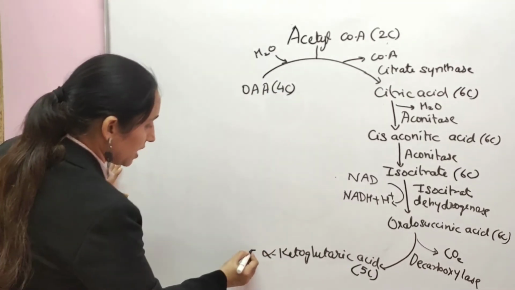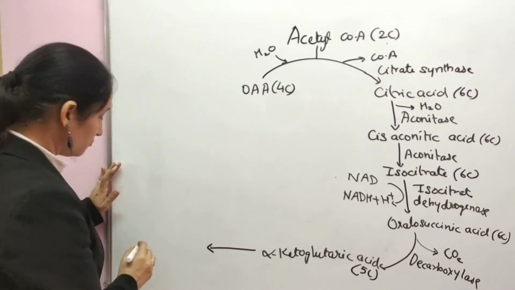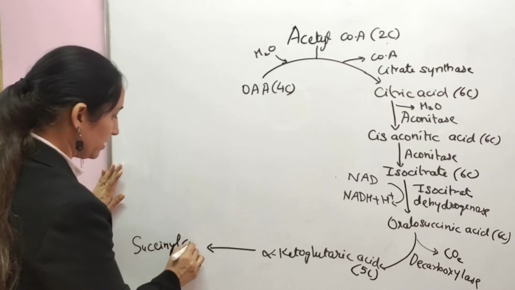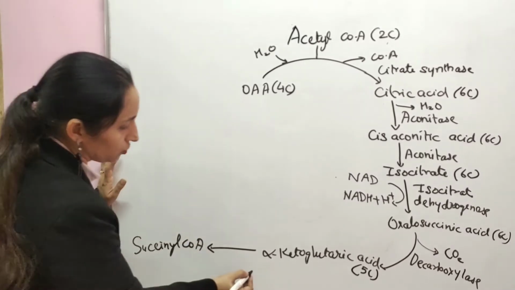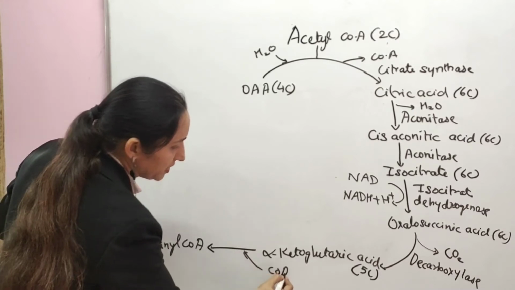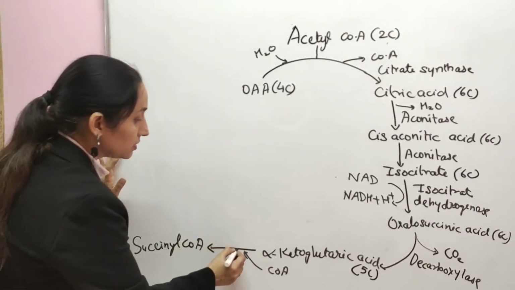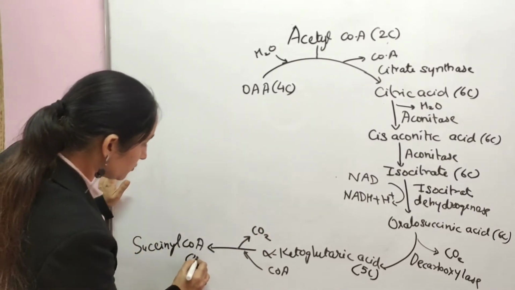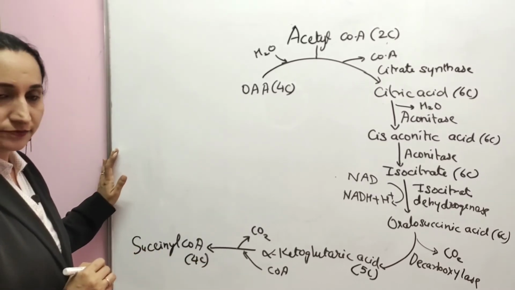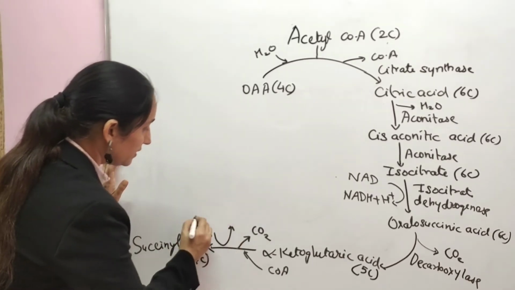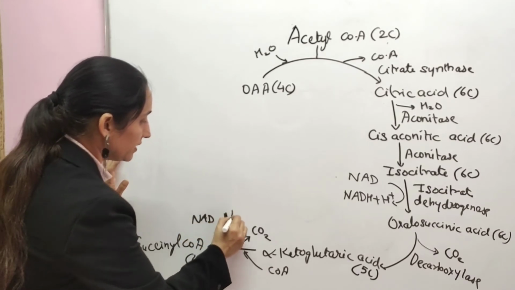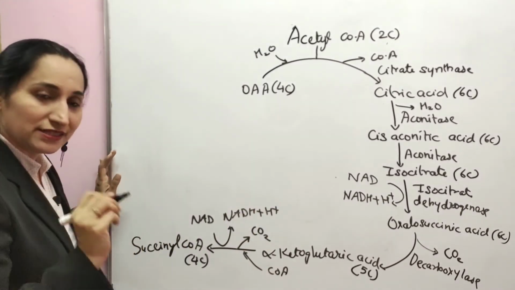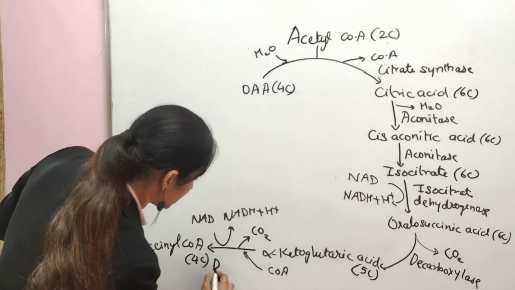In the next step, alpha ketoglutaric acid will be converted into succinyl coenzyme A. So here a coenzyme A molecule will be added. This is also a decarboxylation reaction, so carbon dioxide will be removed. So this will become a 4-carbon compound. Here again NAD is reduced to NADH plus H plus. So the enzyme used is dehydrogenase enzyme.